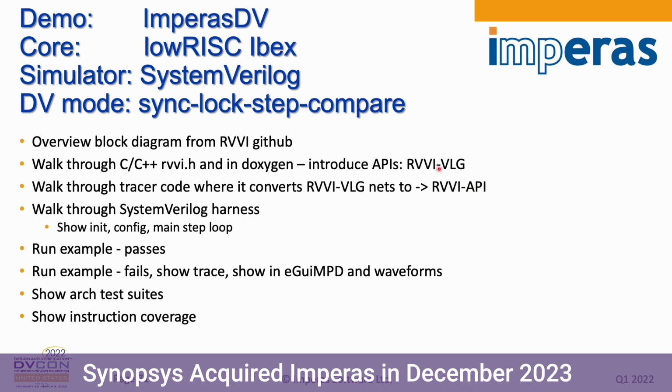So we're going to show an overview to recap on where we are, walk through some of the headers in there, look through some of the tracer code, walk through a SystemVerilog testbench and harness, run some examples, see how we deal with a fail and how we drill down into that, and show a little bit of some of the architectural tests and source instruction coverage that comes out of it.